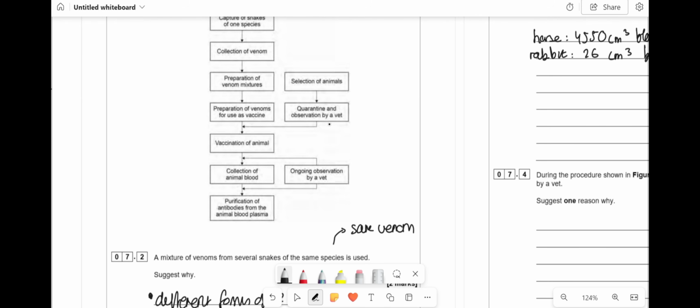You get animals, you observe them with a vet, they get vaccinated, and you still have them observed via a vet. So the only reason that I could think at this point, and the examiner report says too many generalized answers were here, I mean, you're injecting them with a toxin. So it's to ensure the animal doesn't die, doesn't suffer from the toxin, and doesn't lose a lot of blood because you're taking a lot of blood from them.